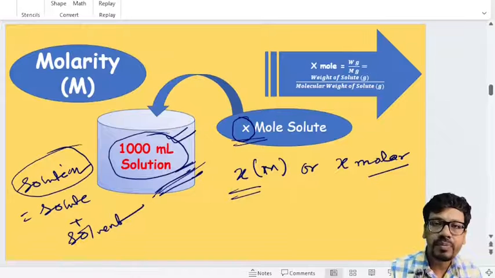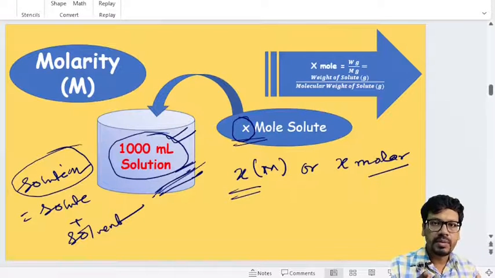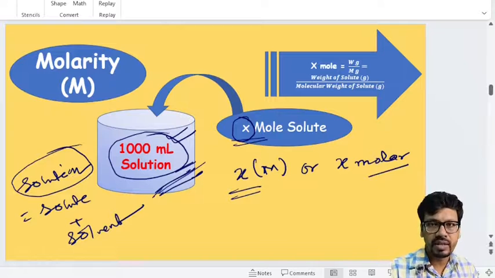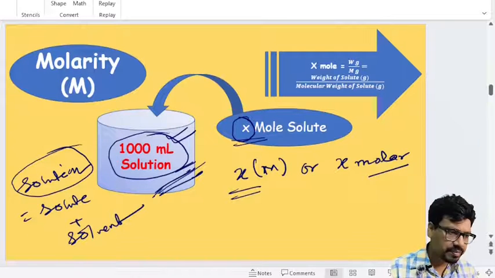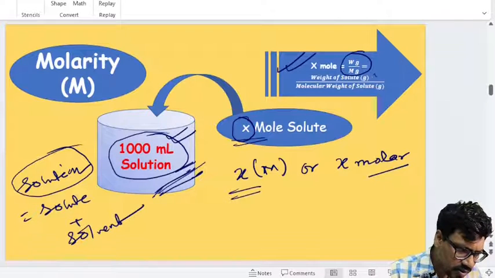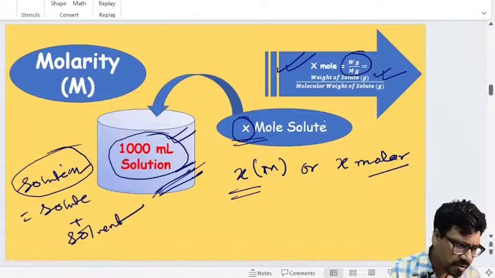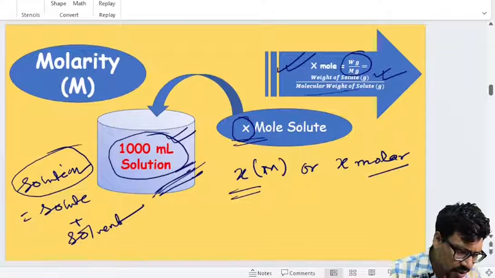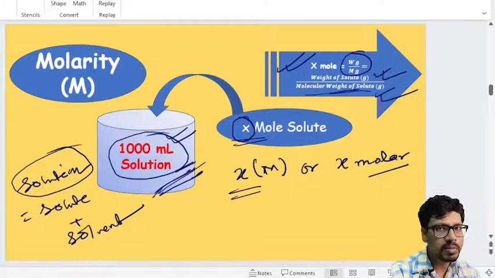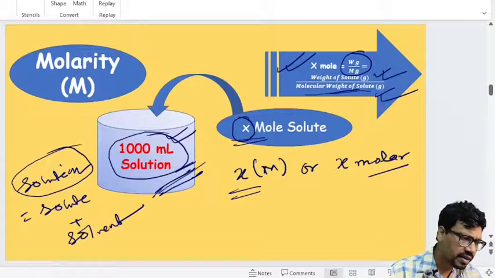What is the mole? We know that the mole is the weight of the solute divided by the molecular weight, represented in gram. So here that is W by M. The weight of the solute is represented in gram, and the molecular weight of the solute is also represented in gram. So this is called the mole.